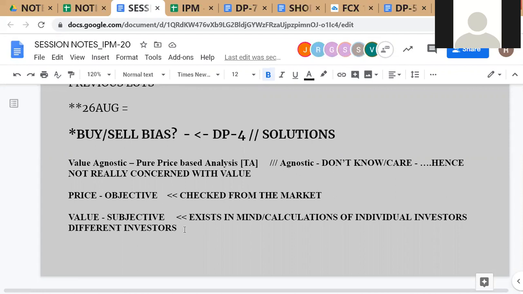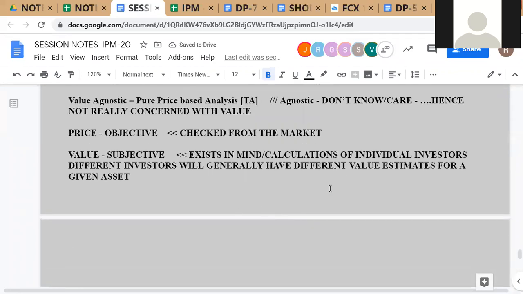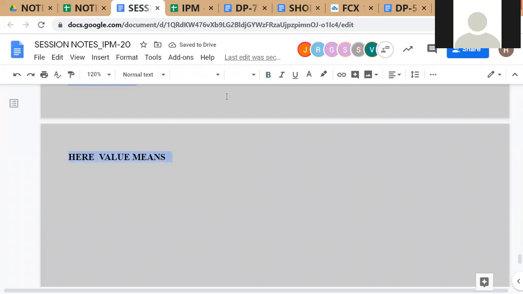So, different investors will generally, the reason I write generally is because it need not always be true. Sometimes, by coincidence, a few investors might have the same valuation, but will generally have different value estimates for a given asset. All right. So here, when we say value, we have to always understand that it means, you have to get familiar with this one technical term, fair value. Okay, the technical term is actually fair value. Let me just make everything 14 so that.